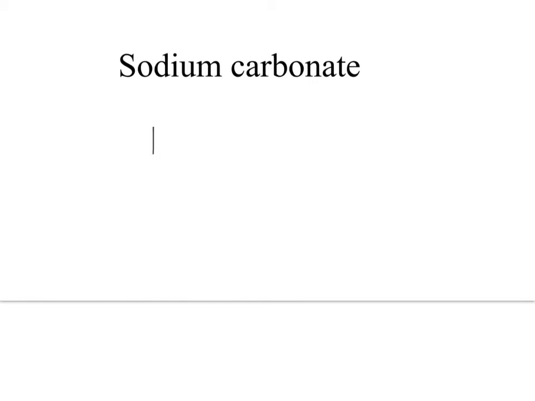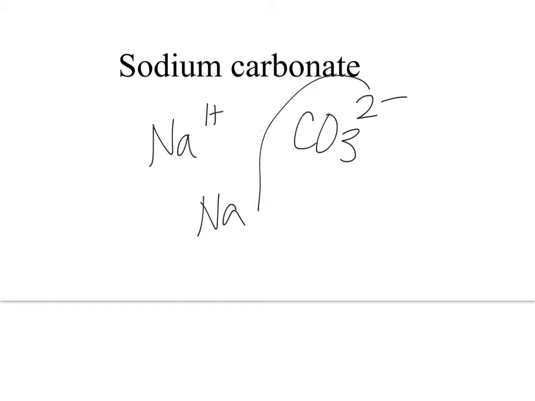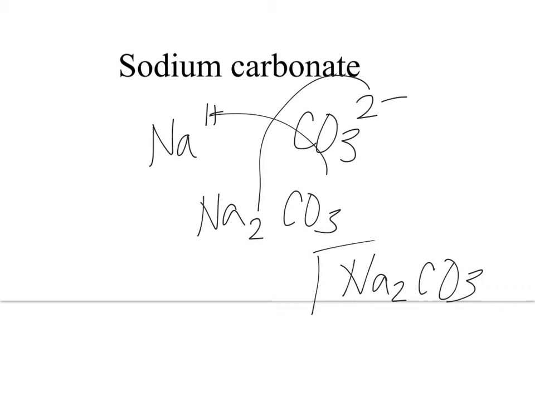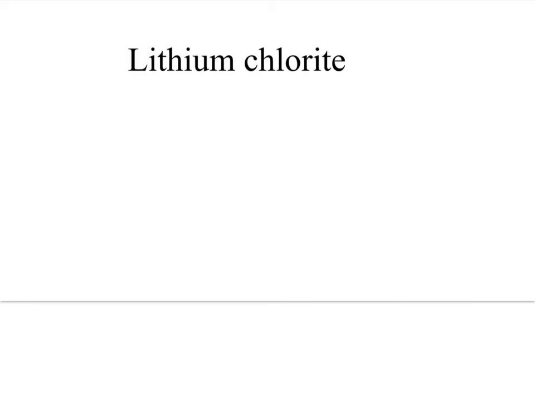Okay, for this one, sodium carbonate. Sodium is always 1 plus. Carbonate is a polyatomic, it's CO3 and it's 2 minus. When you cross them, this 2 comes down here. CO3, 1 goes there. So sodium carbonate is Na2CO3, sodium carbonate.